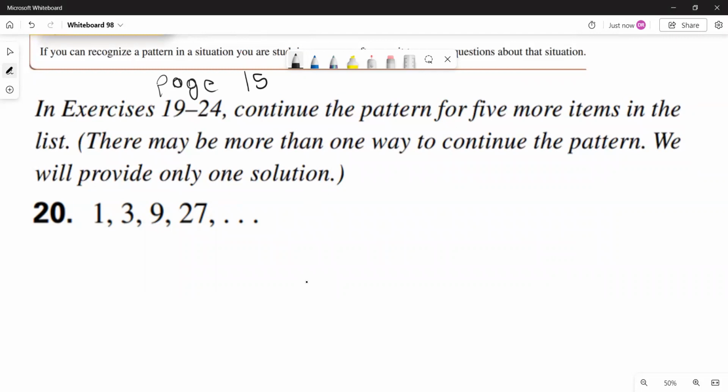So number 20, the first 4 terms are 1, 3, 9, and 27. If you can see the pattern, the previous number is multiplied by 3. So that's how we're going to get the next 5. So 27 times 3 is going to be 81. 81 times 3 is 243.